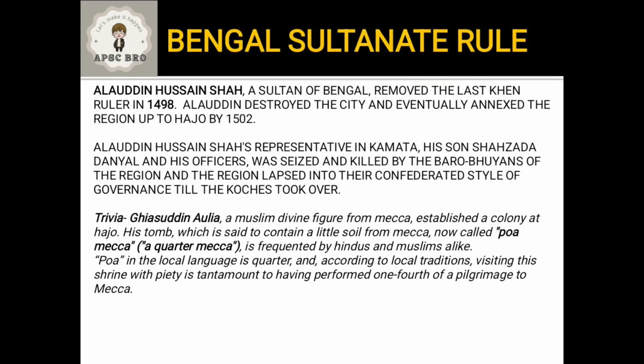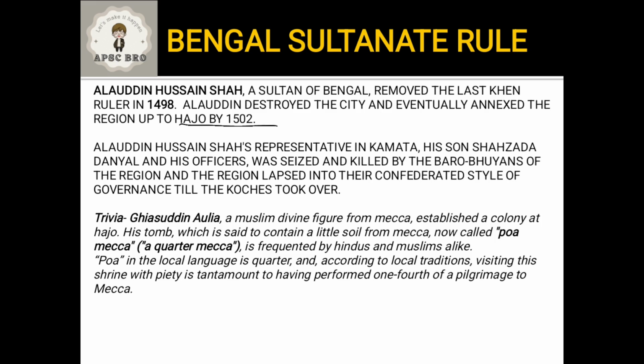Okay, between the Khen dynasty and the Koch dynasty, there was a short period of time when the Bengal Sultanate ruled Assam, at least the western part of Assam. Alauddin Hussain Shah, a Sultan of Bengal, removed the last Khen ruler in 1498. So who was the last Khen ruler? Nilambar. Who established the Khen dynasty? Niladhwaj, right? So he defeated Nilambar in 1498. He destroyed the city and eventually annexed up to Hajo in 1502.